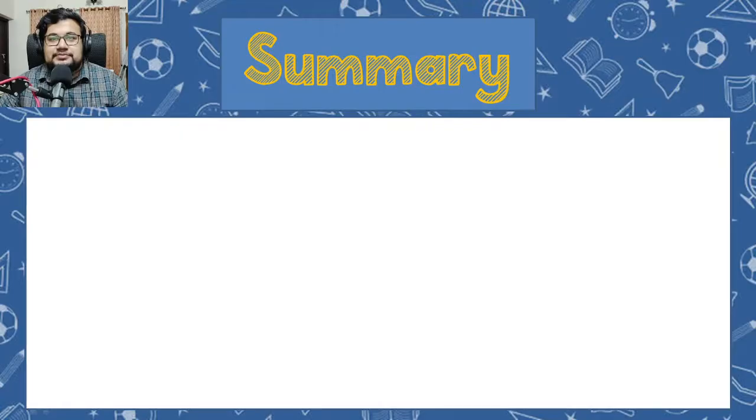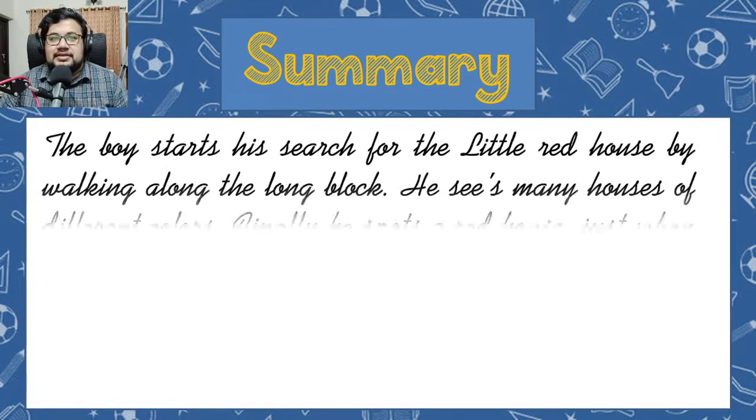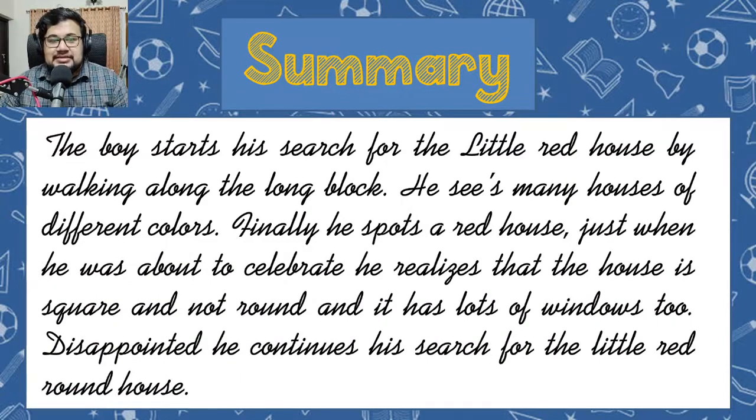Now let me present to you the summary. The boy starts a search for the little red house by walking along the long block. He sees many houses of different colors. Finally, he spots a red house. Just when he was about to celebrate, he realizes that the house is square and not round, and it has lots of windows too. Disappointed, he continues his search for the little red round house.